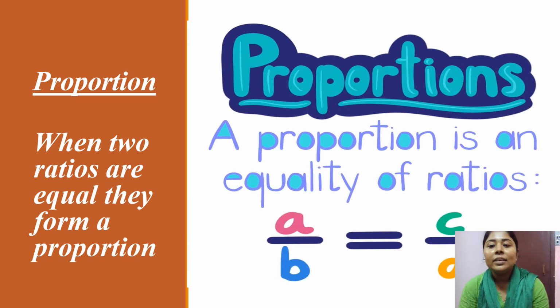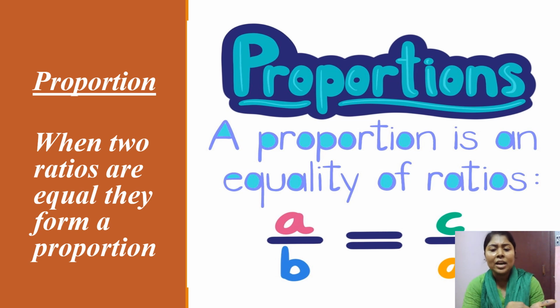See, here a proportion is an equality of ratios. So here A by B is one ratio. Consider A by B as a ratio as well as C by D as another ratio. When we compare these two ratios, what do we get? We can get the same values. For example, A by B as 1 by 2.